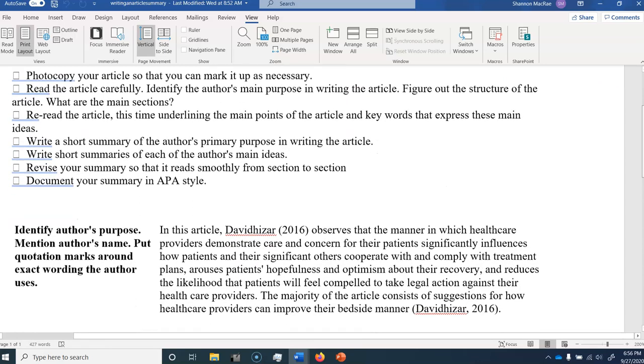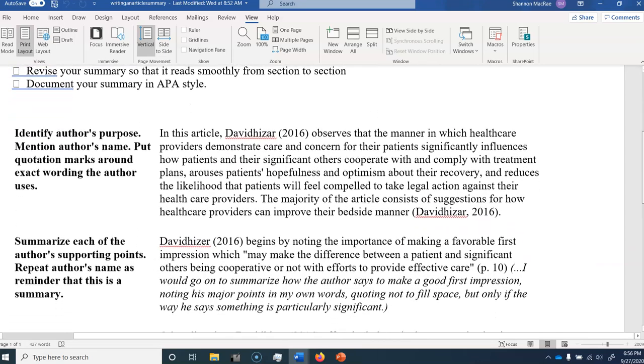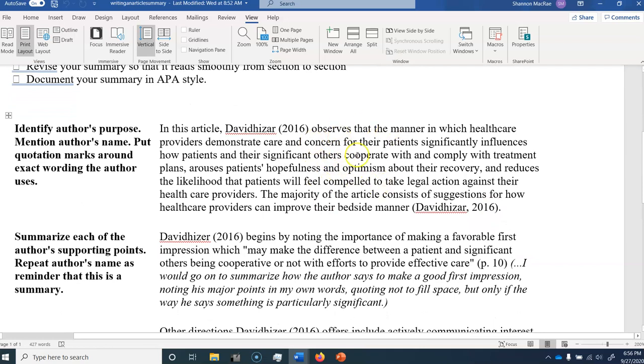But then the bottom half, or bottom 2/3 of the handout, gives you an example over here on the side where my cursor is of a summary that's been written. Okay, and then over on the side, it shows what the particular student who wrote this summary is doing. Okay, so here's the first part of the summary where the author's purpose is being identified, the author's name is being mentioned, right? And a reminder that you want to put quotation marks around exact wording that the author uses if you're going to be pulling some very, very quick quotations.